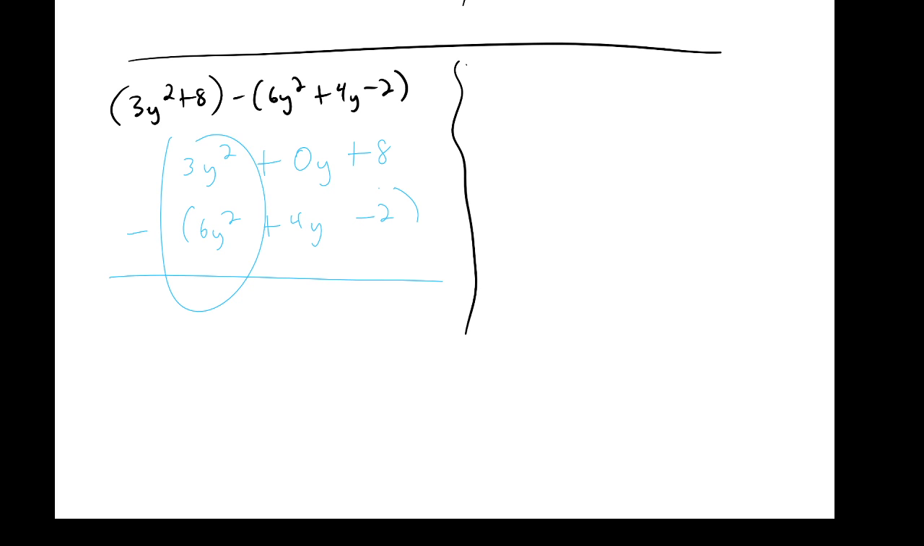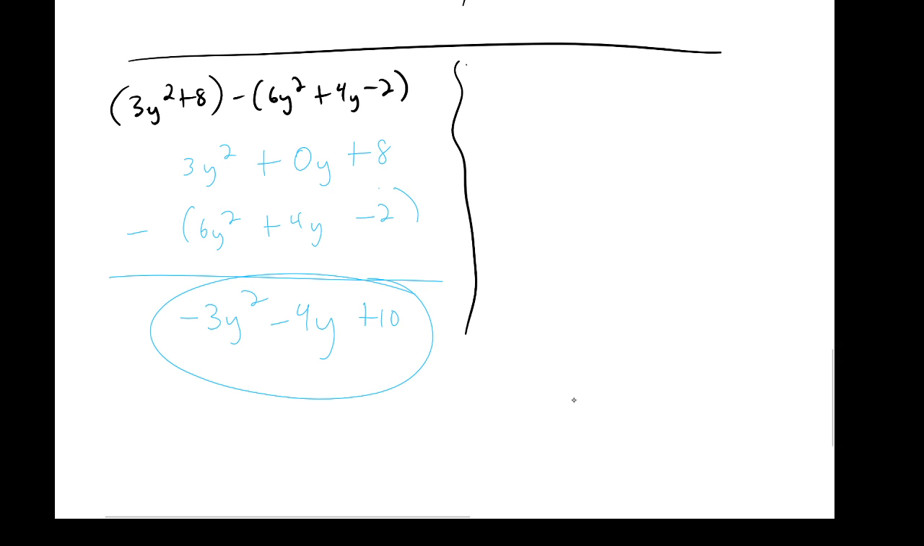And then I'm going to go term by term. 3y squared minus 6y squared is a negative 3y squared. 0y minus positive 4y is a negative 4y. And I have an 8, but this is a minus minus, right? Minus minus 2 is going to be plus 2. So 8 plus 2 is 10. So make sure that we apply that negative appropriately inside.